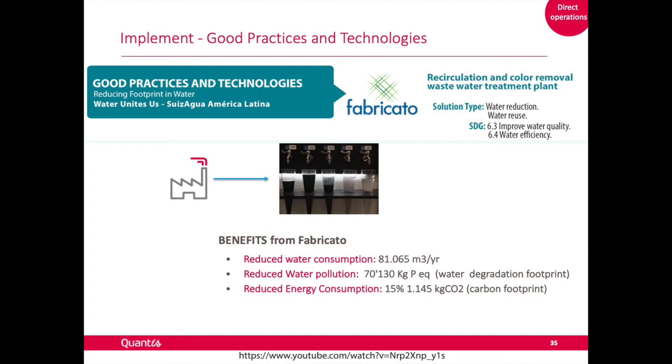And just to give one example from Fabricato, a Colombian denim producer, they invested in state-of-the-art water treatment system technology, focusing on water recirculation and color removal, which led to a significant reduction of the water consumption and improvement in terms of water quality, so reduced water pollution. And it's a very nice example since it does not only lower the water footprint, but is also very beneficial cost-wise by reducing energy consumption costs.